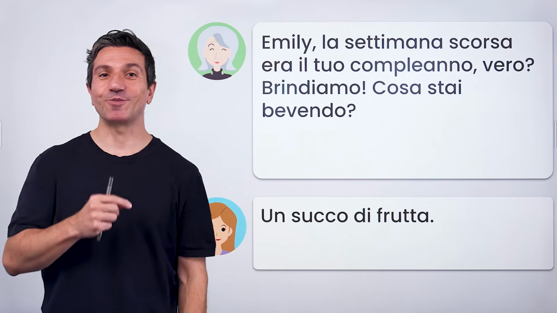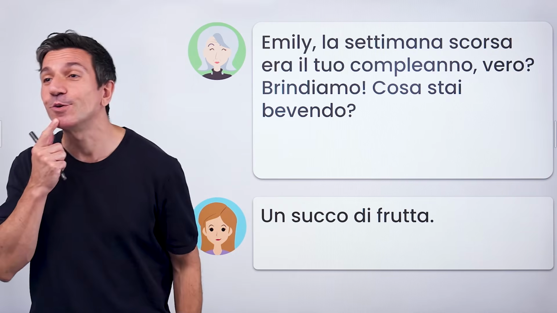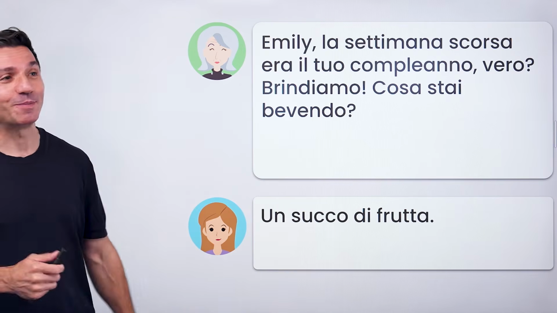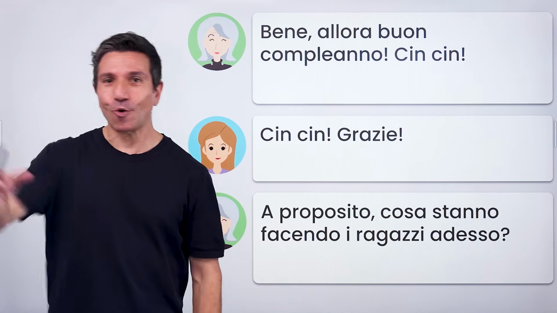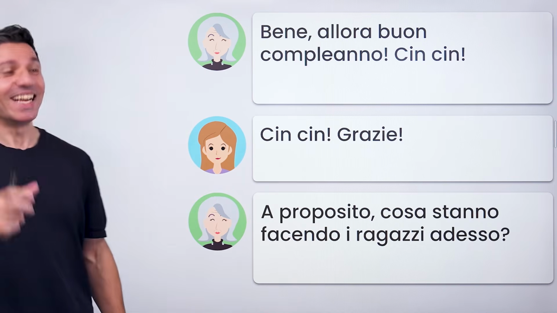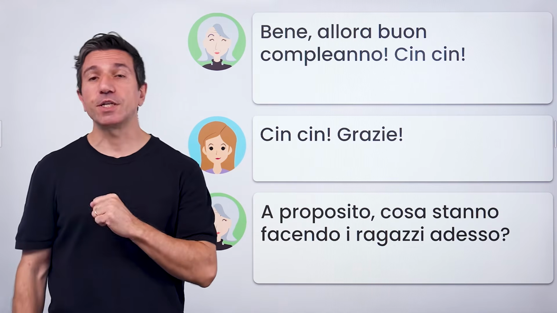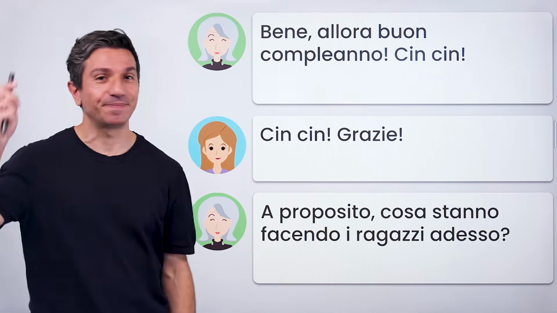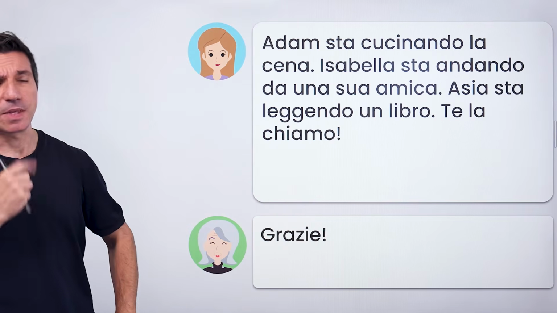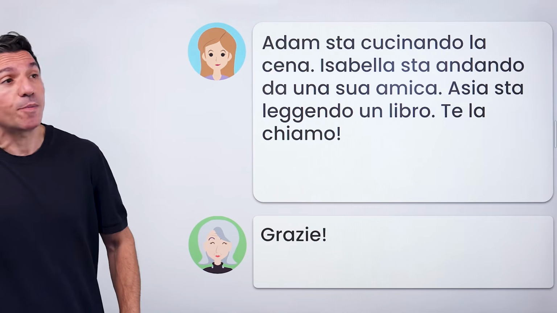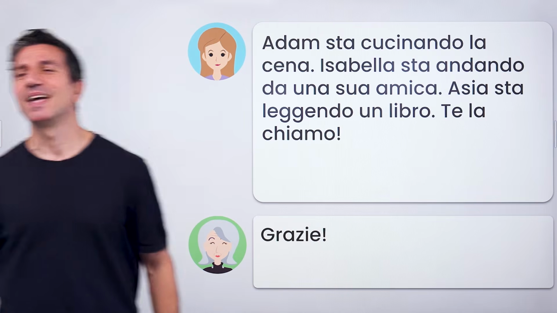Emily, la settimana scorsa era il tuo compleanno, vero? Brindiamo! Cosa stai bevendo? Un succo di frutta. Bene, allora buon compleanno! Cin cin! Cin cin, grazie! A proposito, cosa stanno facendo i ragazzi adesso? Adam sta cucinando la cena. Isabella sta andando da una sua amica. Asia sta leggendo un libro. Te la chiamo? Grazie!